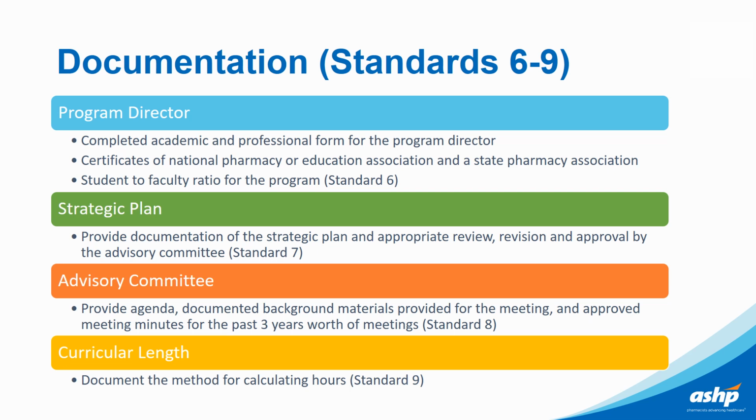Standard 7 provides specific information about documentation of the strategic plan, as well as appropriate review, revision, and approval by the advisory committee. Standard 8 includes requirements of the advisory committee for the pharmacy technician education program. Agenda and background materials from previous meetings, as well as approved meeting minutes from the past 3 years, should be included. Finally, Standard 9 sets forth requirements for documenting curricular length and the method used for calculating hours within the program.